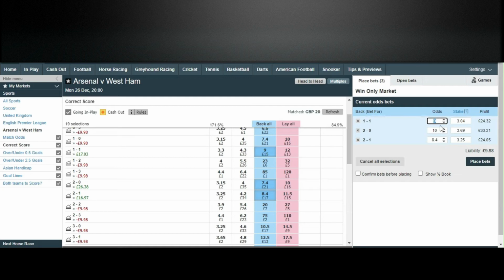The 1-1, we're just going to put 5 in. And the 2-1, we're just going to put 5 in. It gives back the £10 liability. But what it does is it gives us just £12 on the 1-1, which I'm not expecting it really to stay at that. But it gives us £26 on the 2-0 and £6 on the 2-1.